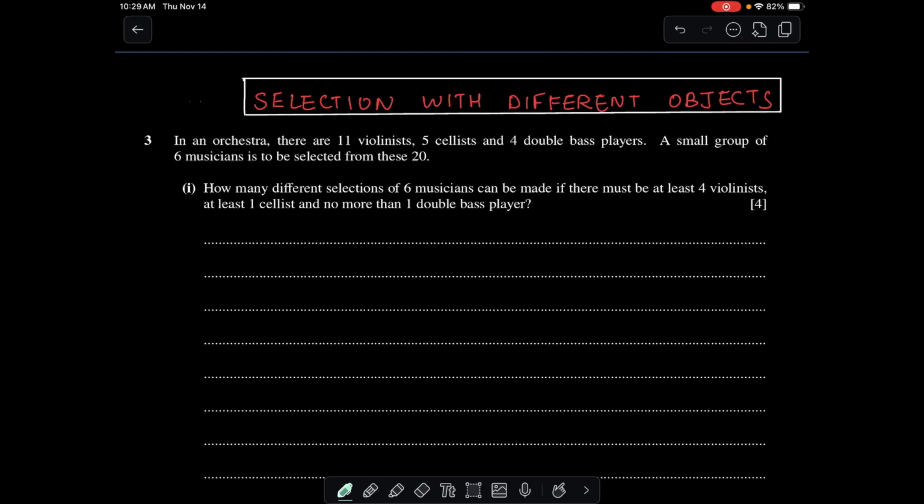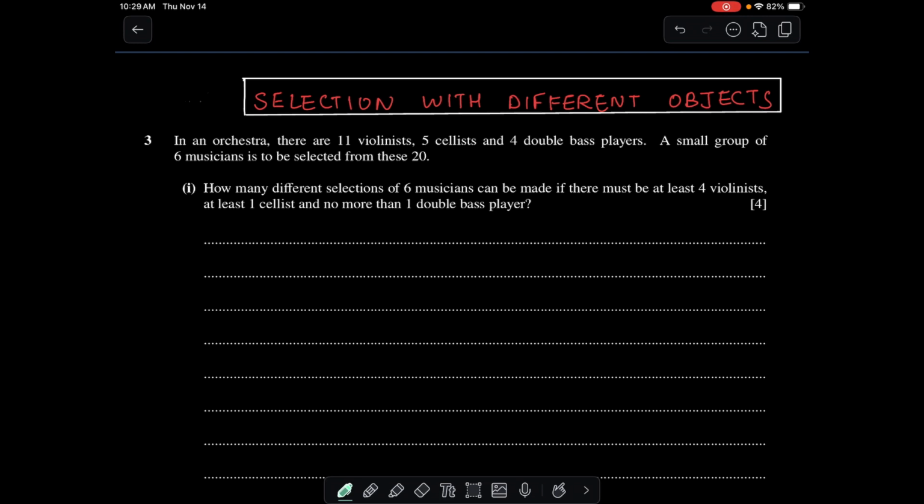Let us look at the first question. In an orchestra, there are 11 violinists, 5 cellists and 4 double bass players. A small group of 6 musicians is to be selected from these 20. How many different selections of 6 musicians can be made if there must be at least 4 violinists, at least 1 cellist and no more than 1 double bass player?